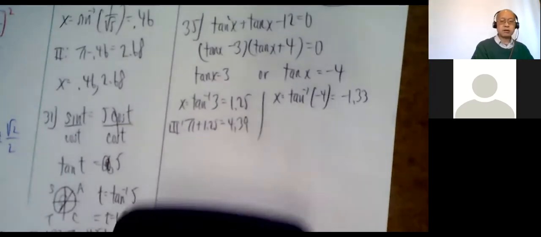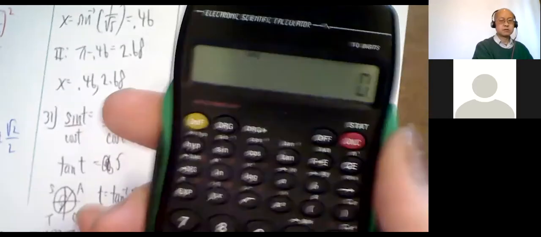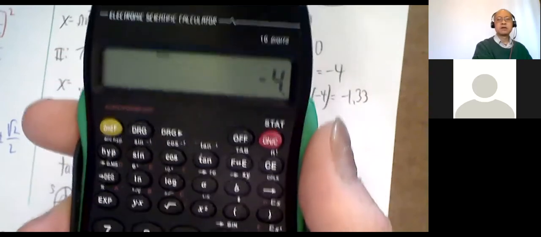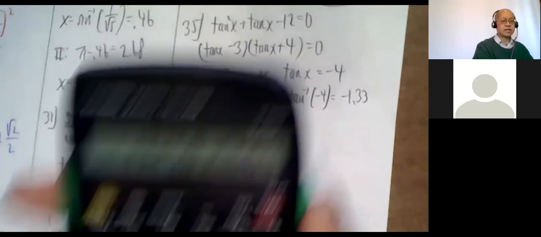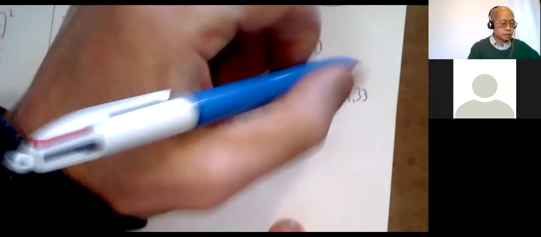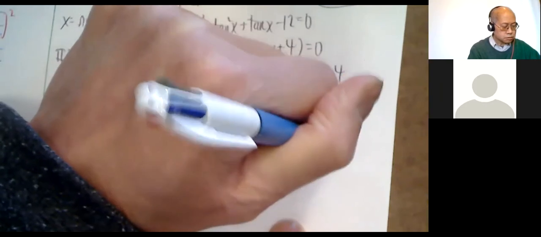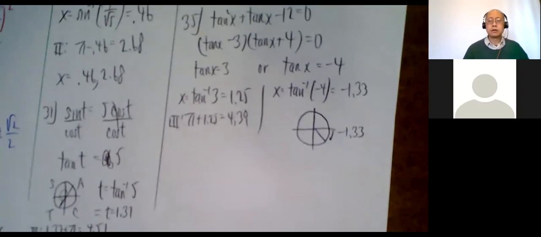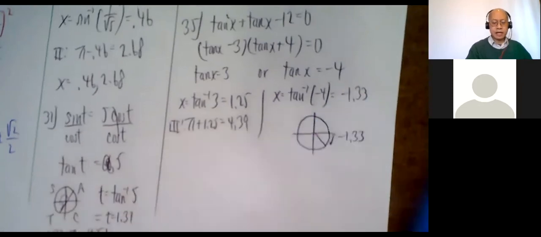And for those of you that have this calculator, to get the -4 first, you have to hit 4, and then this button that says plus minus. So that's how you get -4. And then second function, inverse tangent. There's -1.325, -1.33. Okay. So that is an angle that satisfies the equation. Tangent of -1.33 is -4.